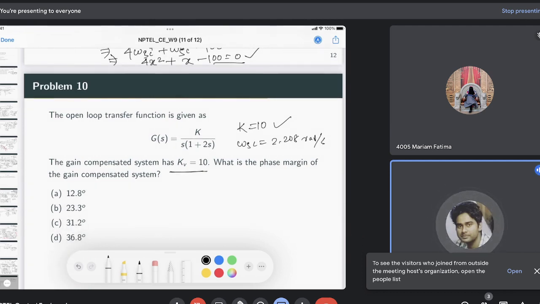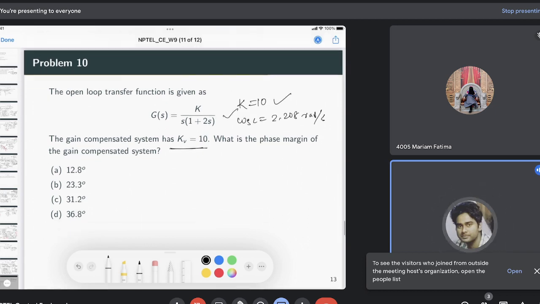So what will the phase margin be? It is how much angle we are away from minus 180 degrees at this gain crossover frequency, when the system gain is 1. So I'll directly write the formula for the phase margin. The phase margin will be 180 degrees plus the angle contribution at the gain crossover frequency. From this transfer function, the K will not contribute to the angle.